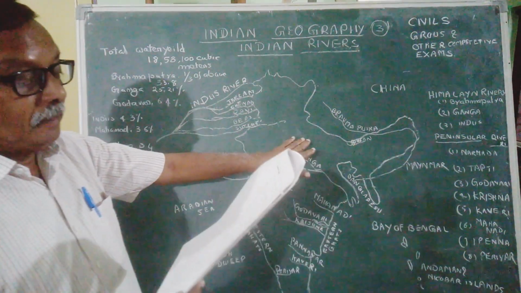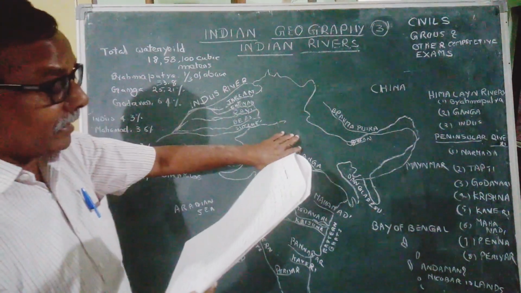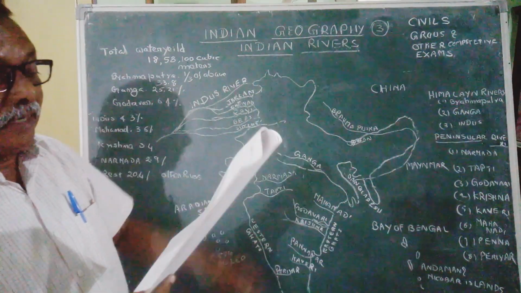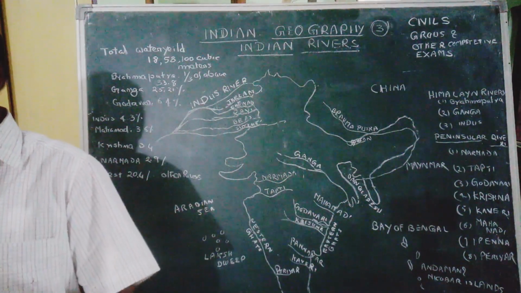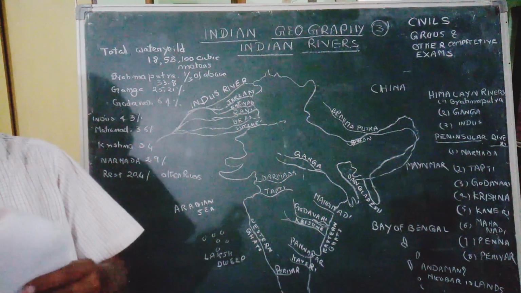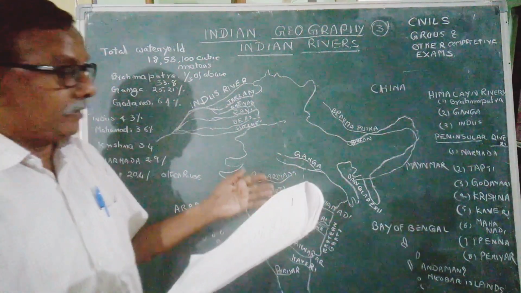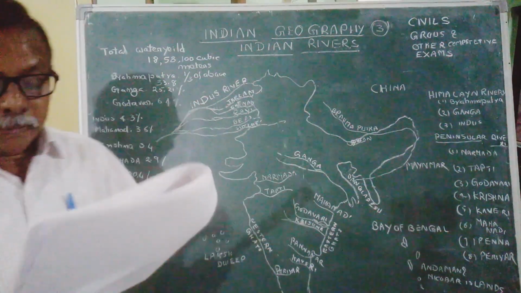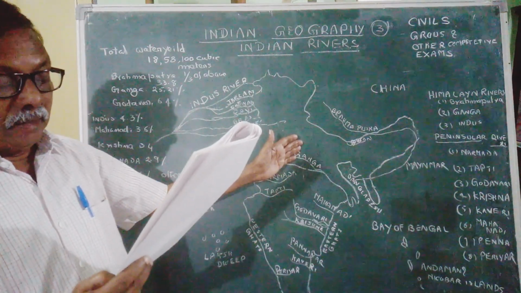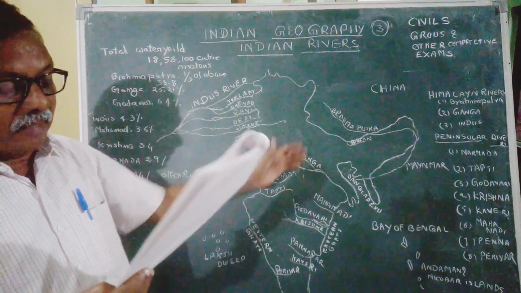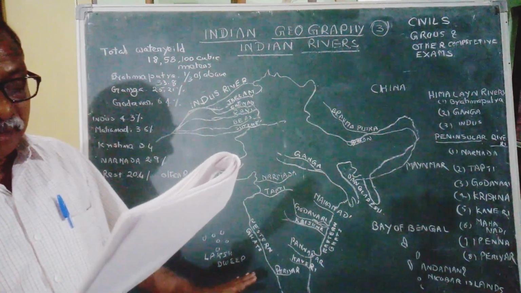Bhagirathi river rises near Gangotri and Alkananda river rises near Garhwal at the Himalayan Tibet border. There are many tributaries of Ganga river. They are Yamuna, Ramganga, Ghaghara, Gandak, Kosi, Mahananda and Son rivers.